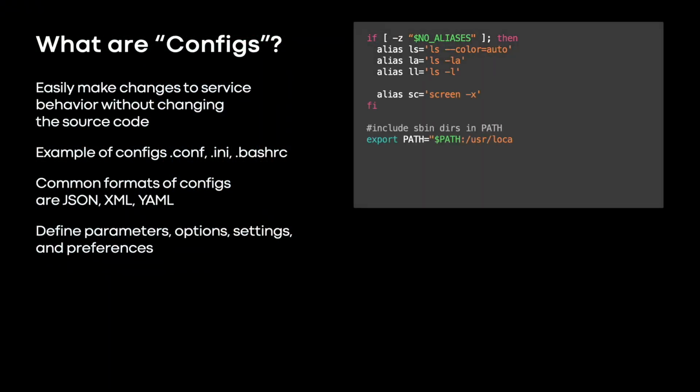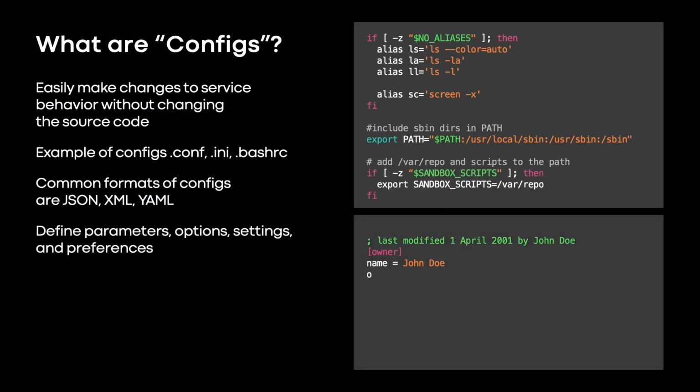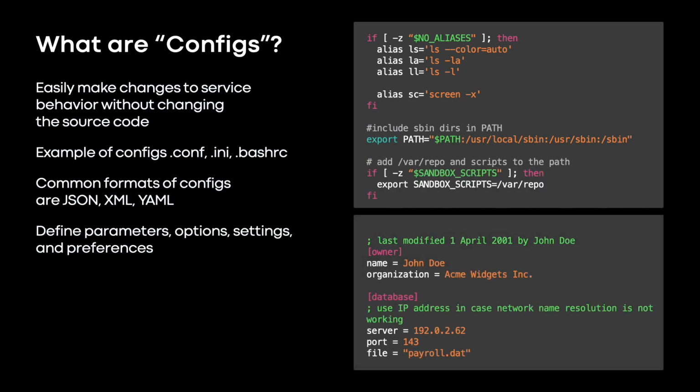So, first of all, when we're talking about configuration safety, we need to understand what configs are and what they are used for. Well, they're basically a way to easily make changes to a service or program's behavior without actually modifying the underlying source code itself.